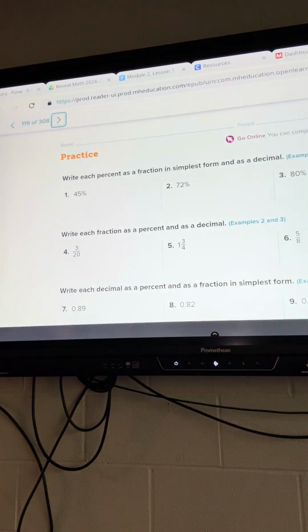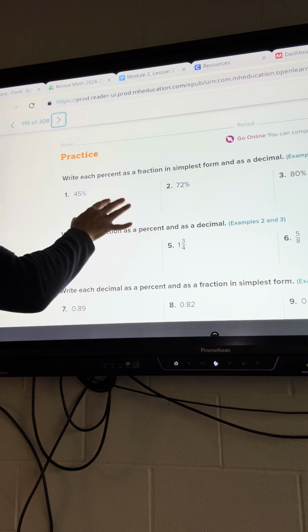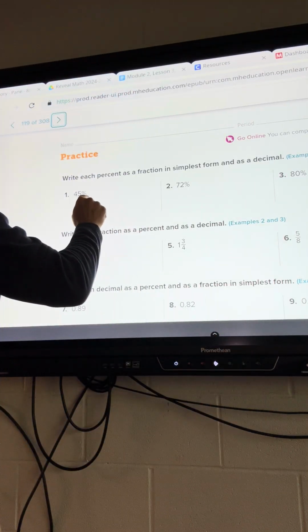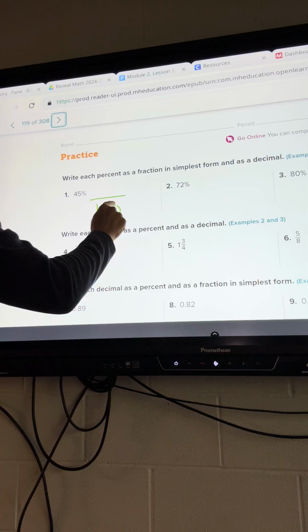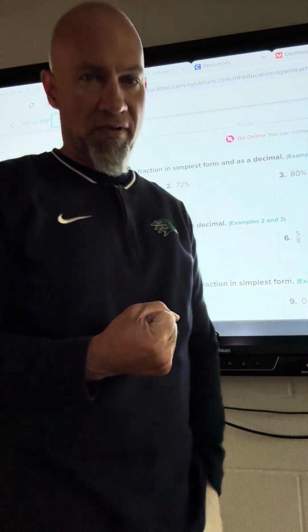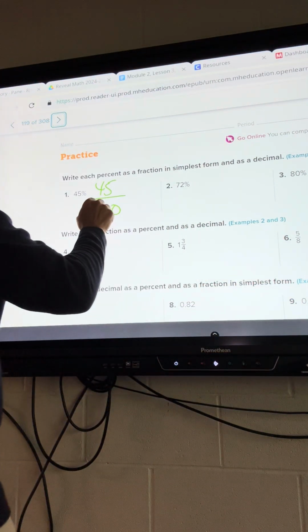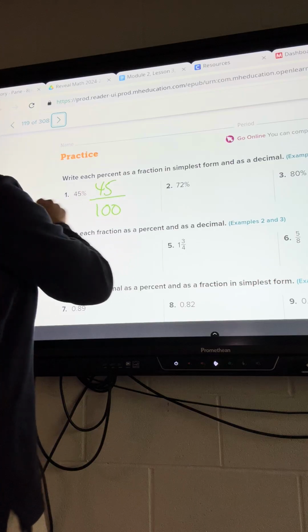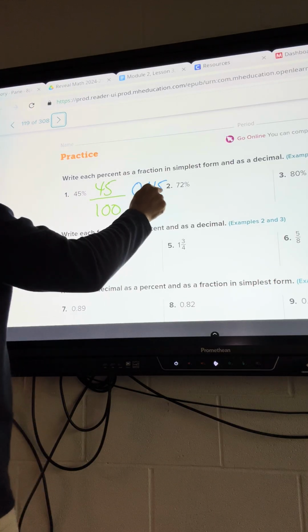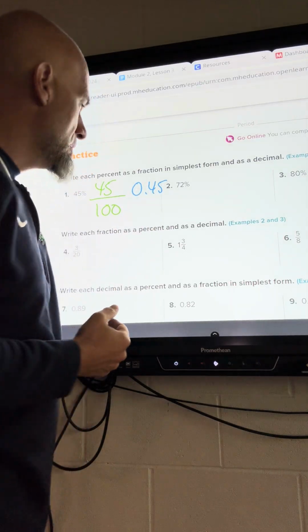So number one, you had to write each percent as a fraction in simplest form and as a decimal. So 45%: all percents are based out of 100. So our denominator for our fraction is going to be 100, and the number in front of the percent sign will be your numerator. 45% is the same as 45 hundredths or 45 out of 100. And the decimal is going to be the same pronunciation, 45 hundredths, it's just 0.45. The tenths and hundredths place for our place value columns, all right?